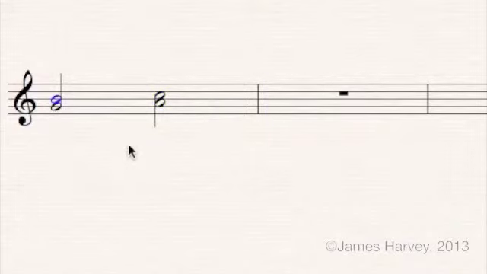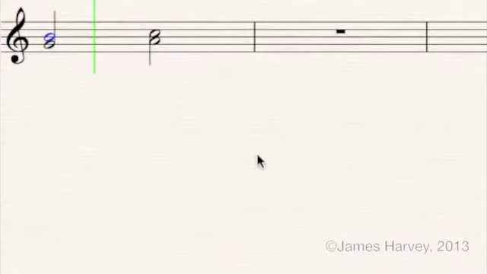Okay, so here, this is what the major third sounds like. Okay, I let it go on to the next one. This is the minor third.